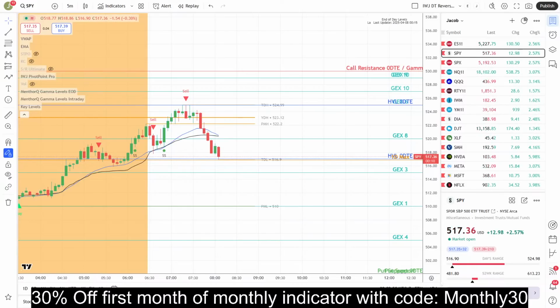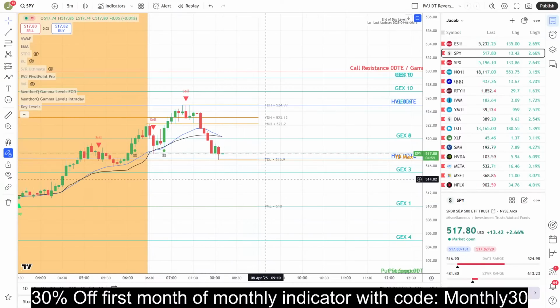Any reason you chose the SPY and not the ES? Just what I've always traded in my life, and I never got into the futures. So that's just what I trade. You can trade anything you want.